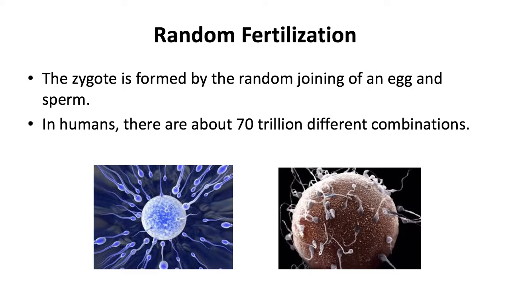So let's say your parents decided to have another 70 trillion children. Chances are they would never produce exactly you again. So it's incredibly unlikely that you exist, and you're incredibly unique. All right, so this is called random fertilization. And together, meiosis and sexual reproduction create that tremendous diversity that you see in populations that reproduce sexually.